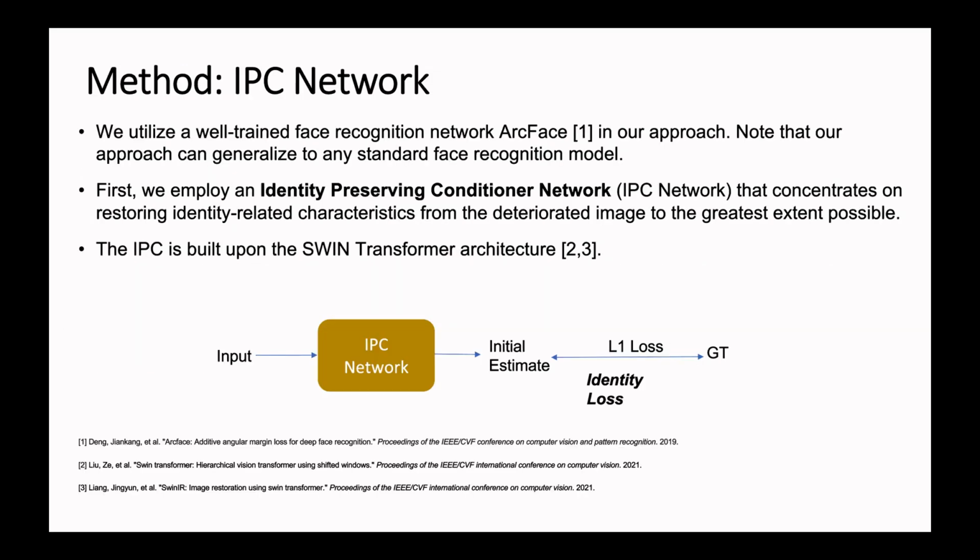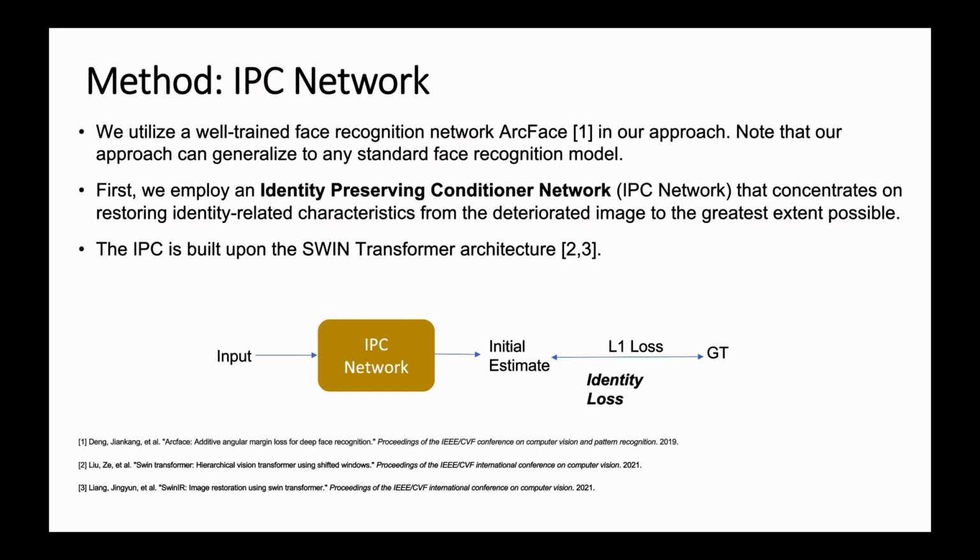So to start with, we build an IPC network, which stands for Identity Preserving Conditional Network. This is basically an image-to-image baseline for which we can use any standard framework. In our work, we use Suin's transformer architecture. And this network is trained using the standard L1 reconstruction loss. Additionally, the main part is we use an identity preserving loss.